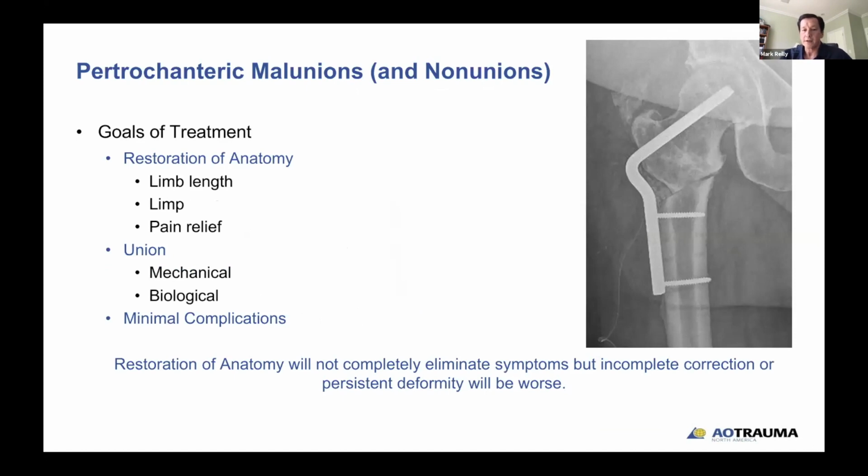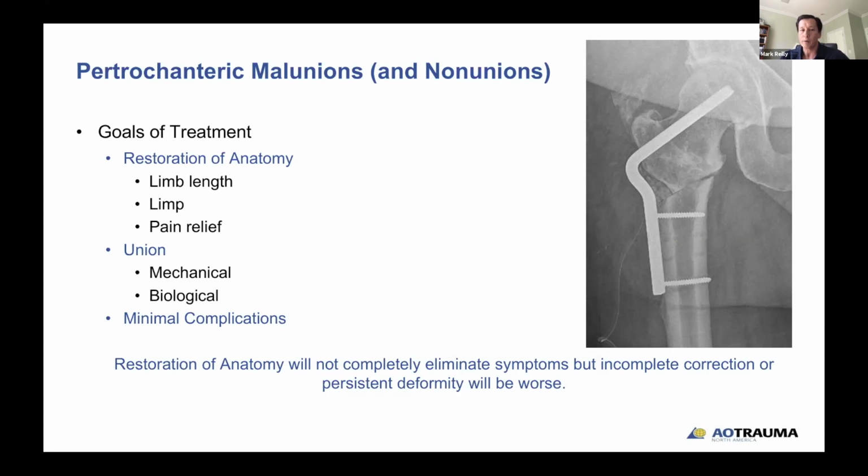But the thing is that it doesn't just happen in old people, it happens in young patients as well. And so if we're going to be considering an osteotomy for a pertrochanteric problem, our goals really should be to restore the patient's anatomy and to eliminate their limb length discrepancy. Moving their trochanter into a normal anatomic position will help improve their gluteal function and decrease their limp.